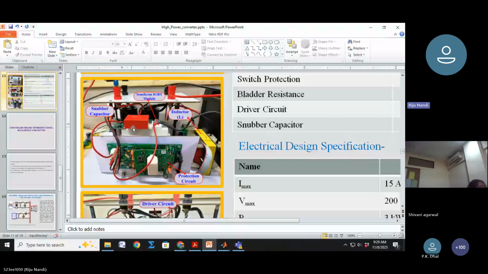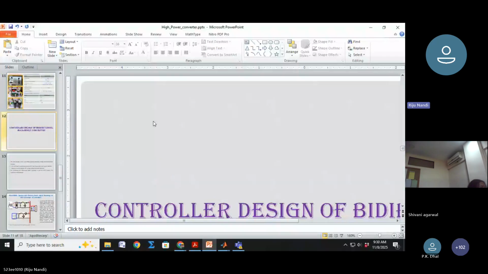There is an inductor also that we have designed in the workshop. There is a 2.3 millihenry. This is the IGBT module. This is the snubber capacitor. This is the protection circuit. This is the back side. So this is the front side.